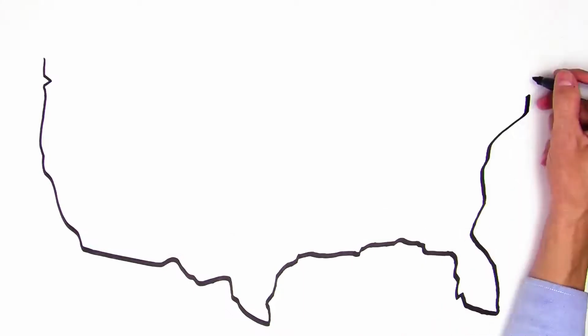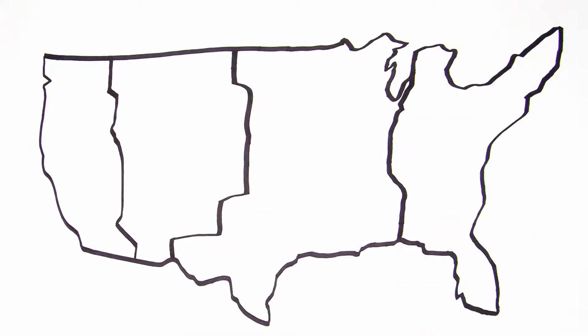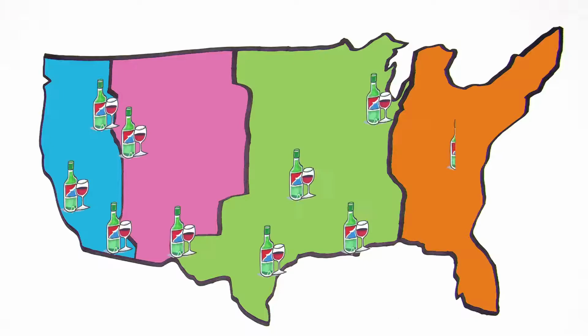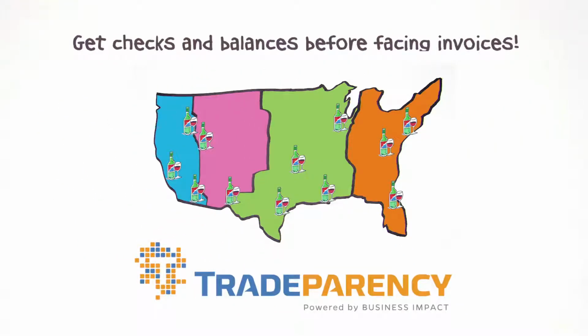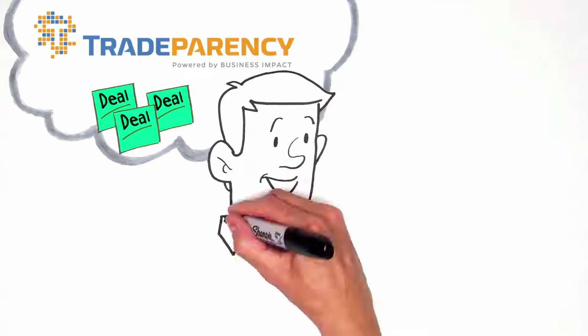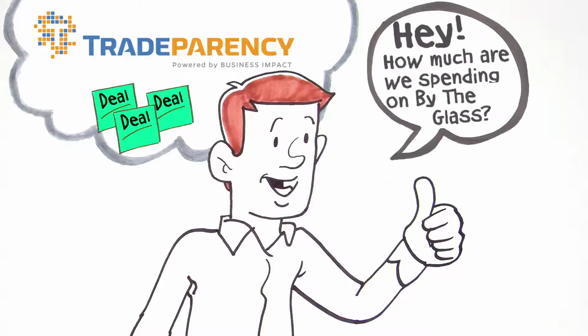Tradeparency aligns with your company's strategy to ensure consistent pricing across states, brands, and territories by product. Get checks and balances via pricing approvals instead of after the fact when you're facing invoices. See deals at a granular spending level to know what's really going on. Hey, how much are we spending on by the glass?